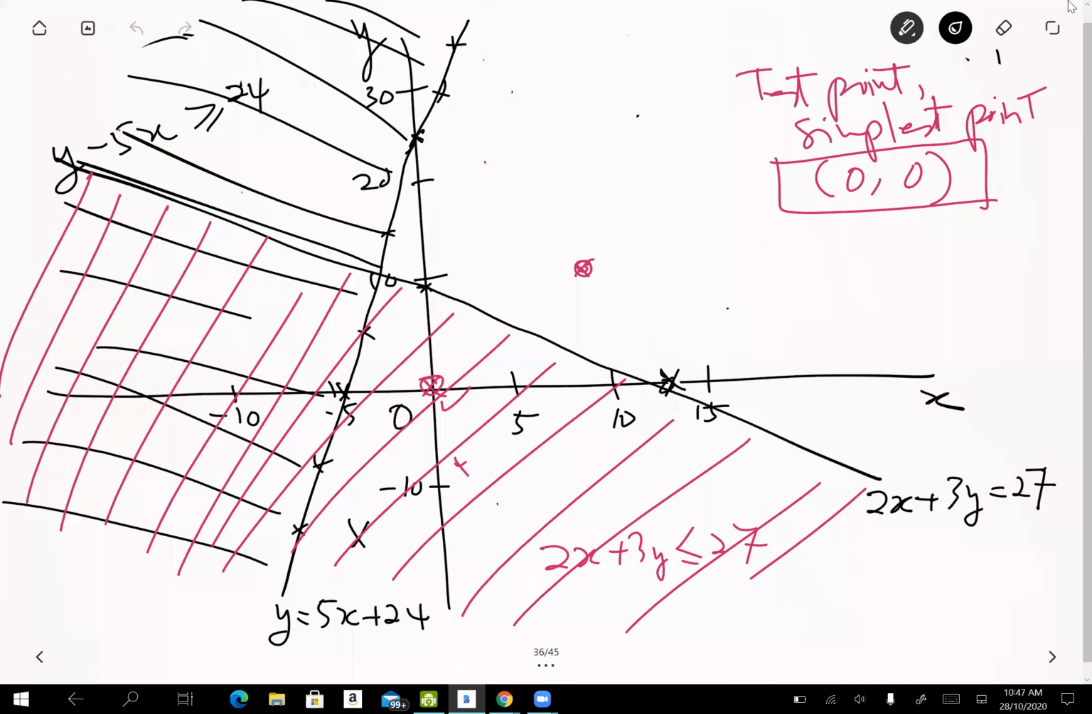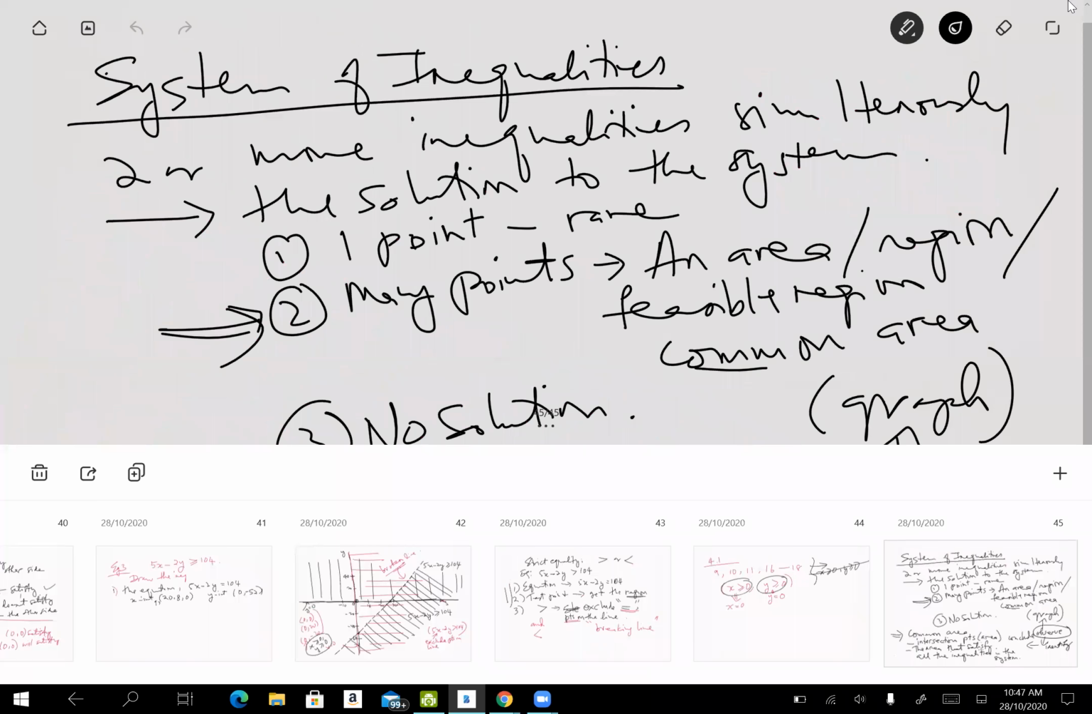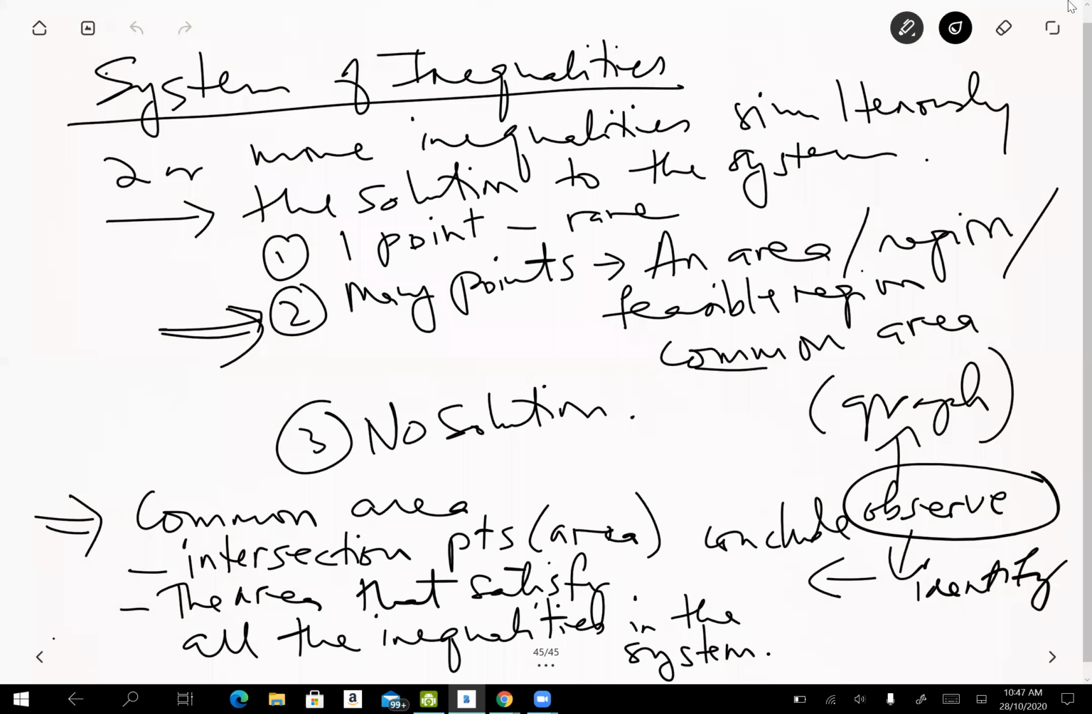Okay, what is it? I have 2x plus 3y less or equal to 27. And what is the other one? The other one is negative 5x plus y bigger or equal to 24. So that is our system. So our system as per inequalities in the first example and the second example, so that we can easily identify the solution. Okay, so let's do that.